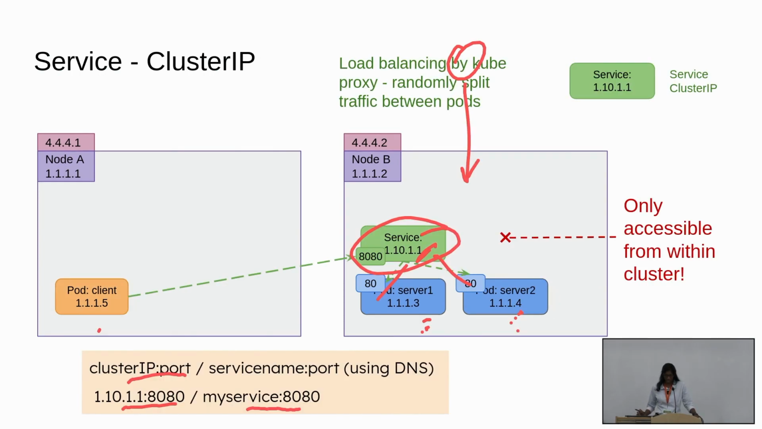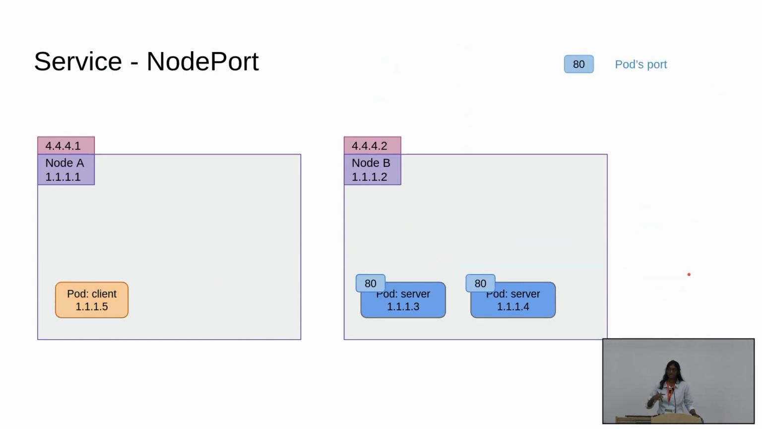So like I said, there's an issue here that it is only accessible from within the cluster. So how can we fix this? That is why we have a second kind of service, which is called the NodePort service. Same diagram as before, you have multiple pods, and a client wants to talk to this server. You create a service as before. Now additionally, we do port forwarding of this service to the node itself.